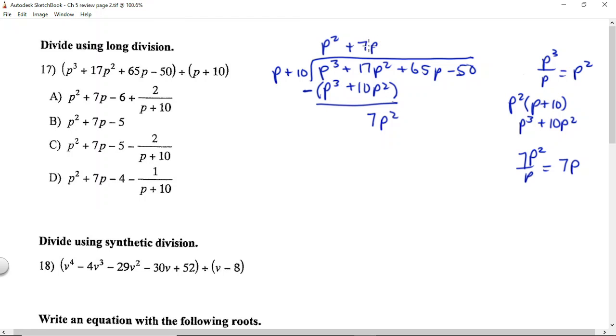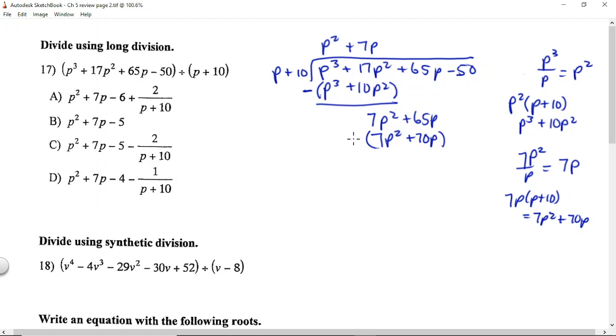And now we take that 7p and we multiply it by the p plus 10. So let's write that down over here. That is 7p squared, we're just distributing this, plus 70p. And that goes underneath. But we also need to bring down the 65p, right? I didn't do that yet. Now we write what we just got when we multiplied underneath here. 7p squared plus 70p.